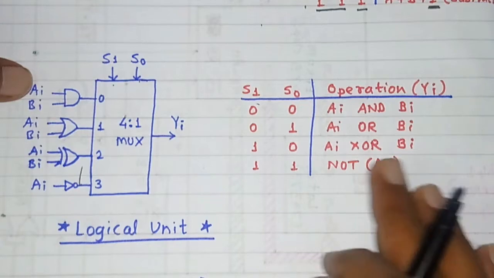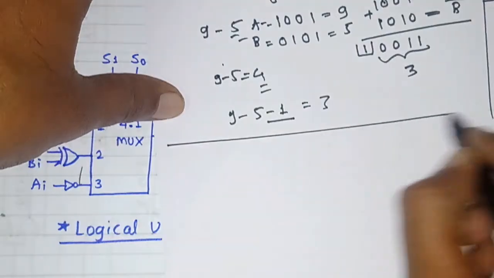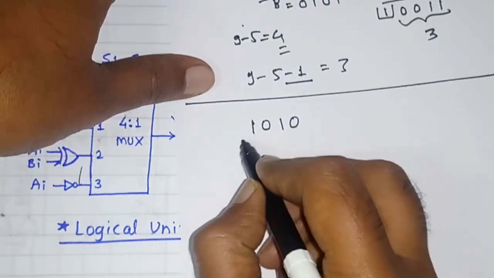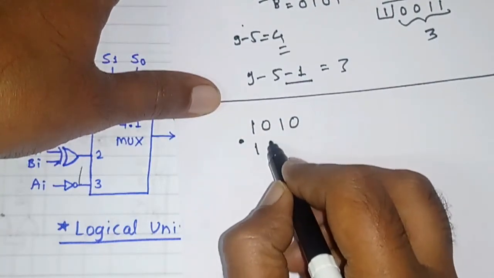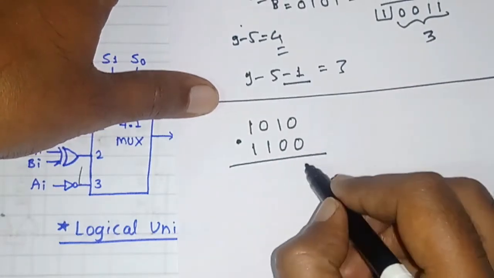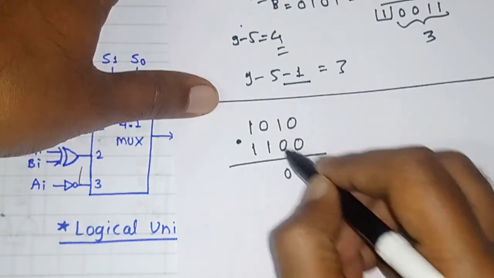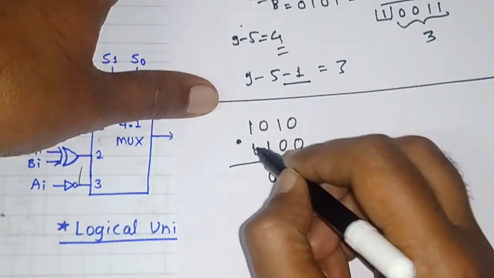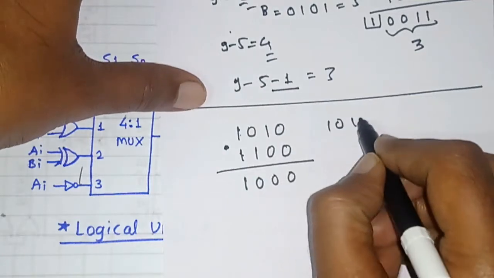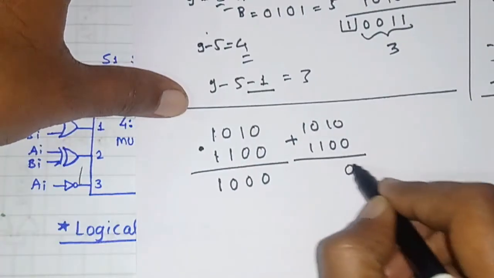Okay, so let us see one example. Suppose you want to perform the bitwise AND operation of say 1 0 1 0 with 1 1 0 0. Then it will perform bitwise AND operation. So 0 ANDed with 0 is 0, 1 ANDed with 0 is 0, 0 ANDed with 1 is 0, 1 ANDed with 1 is 1. So similarly you can have the OR operation also. So 1 0 1 0 OR with 1 1 0 0 will give you 1 1 1 0 as an output.